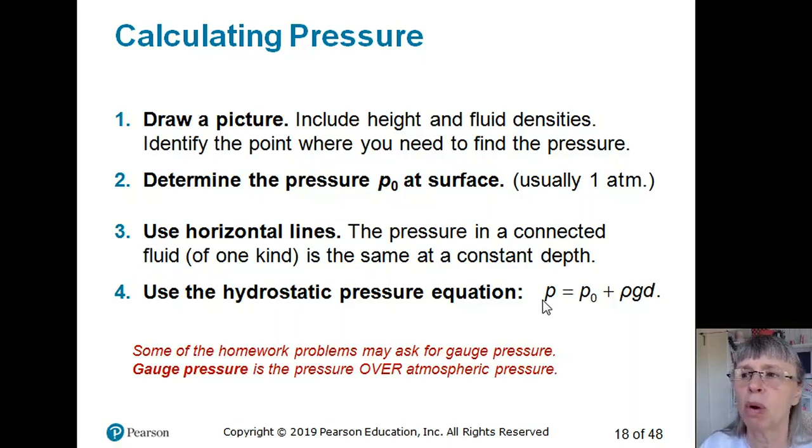Then at some point we're going to use our hydrostatic pressure equation. Total pressure equals atmospheric pressure plus rho g d. One thing to keep in mind, some of the homework problems may ask for gauge pressure. Gauge pressure is defined as the pressure above atmospheric pressure.